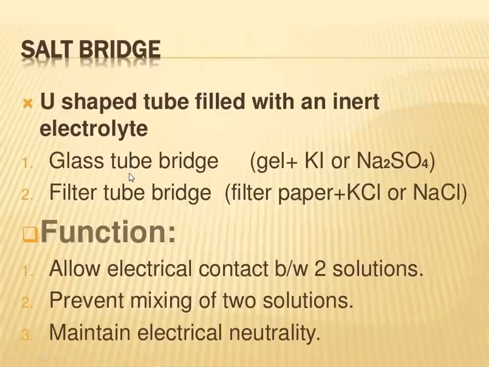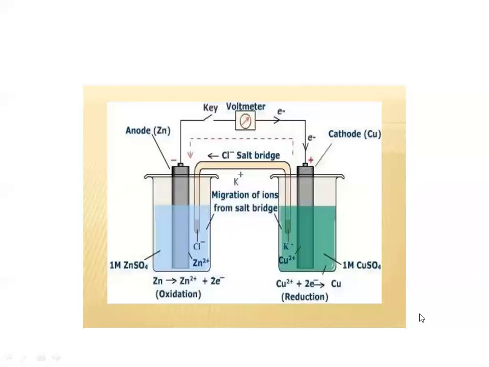Now, the salt bridge part. This is a U-shaped tube filled with an inert electrolyte. A glass tube bridge consists of gel plus KCl or Na2SO4, sodium sulfate. There is a filter tube bridge which contains filter paper, KCl or NaCl. Now the function: it will allow electrical contact between the two solutions, prevent mixing of the two solutions and maintain electrical neutrality. So this we have already discussed.